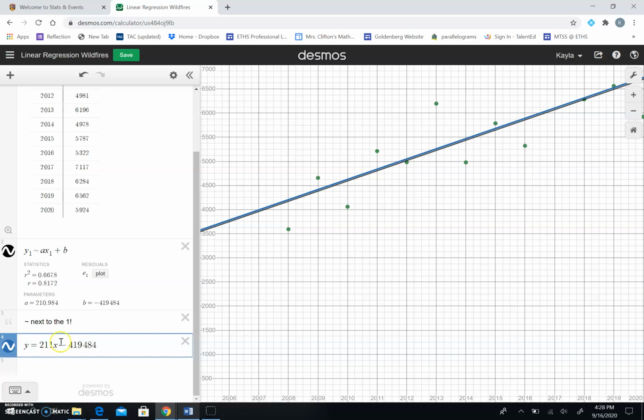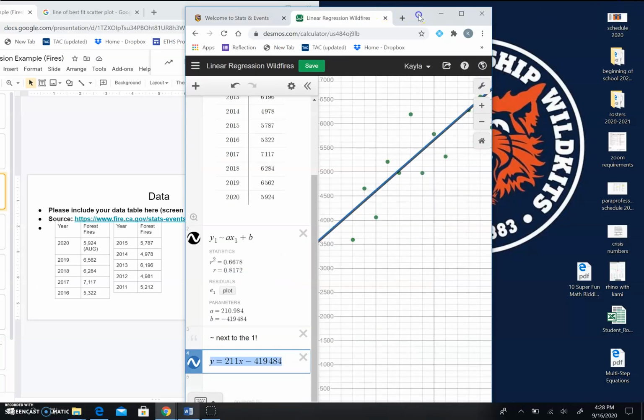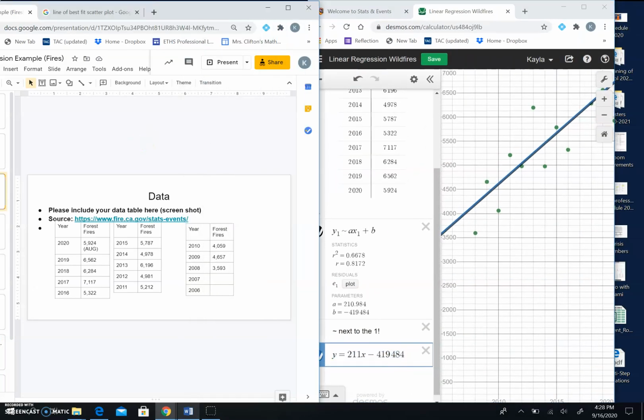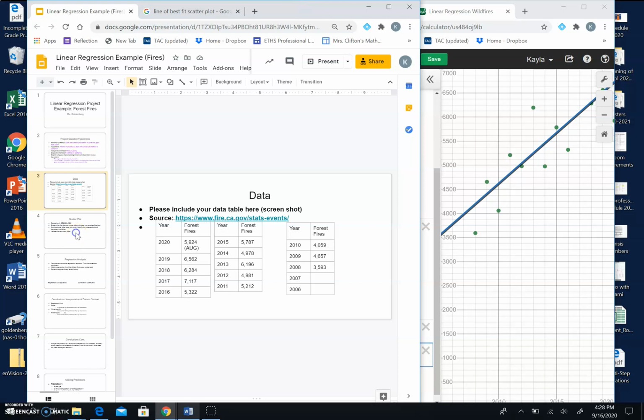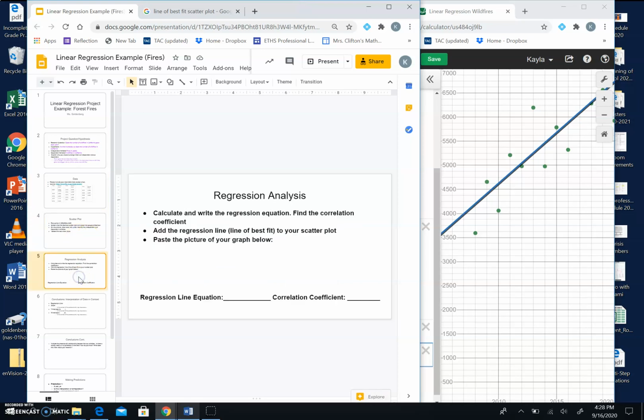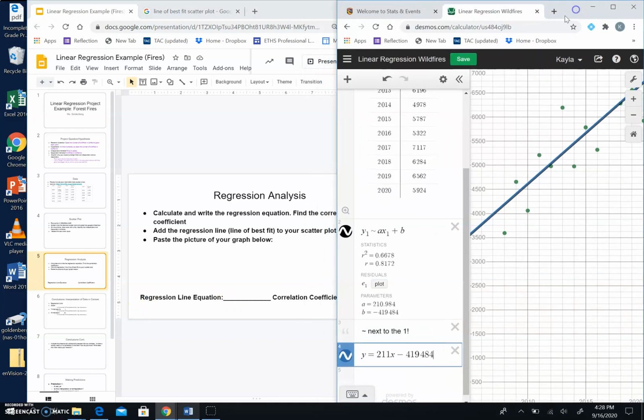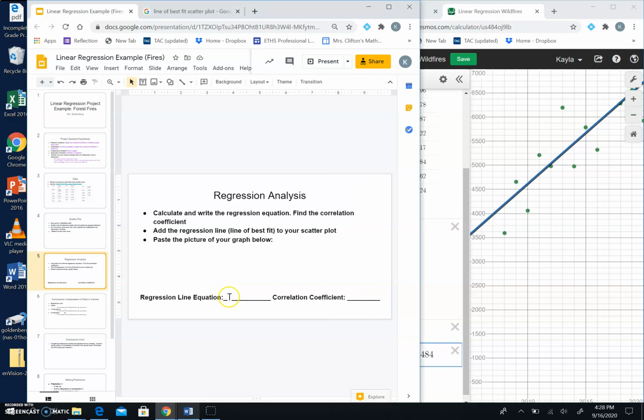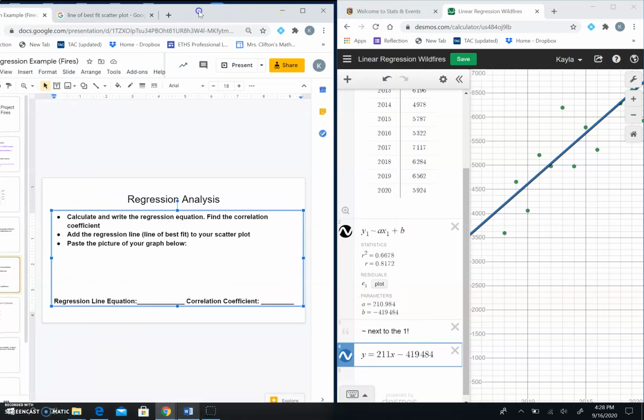So what that line is, this is an equation that we're going to be using in our project. So in our project, we're going to be analyzing what we find. Some of the things we're going to be doing is we're going to say what the line of best fit is. So I would physically right now type in my equation. If I'm typing it in as the student, I would say, okay, y is equal to 211x minus 419,484. Right, I would want to type that all in. That's my equation for my line of best fit.